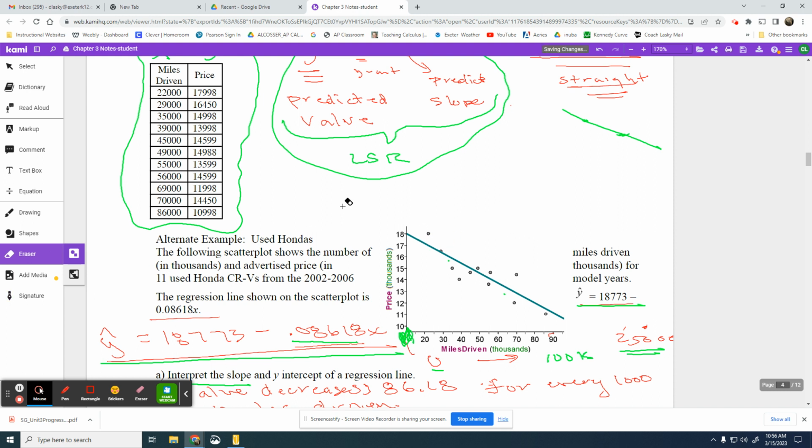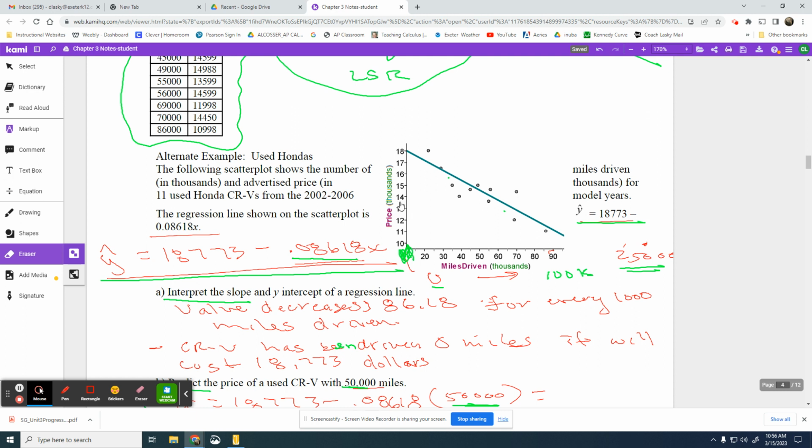So what we're ending up with here is a scatter plot with dots all over it, like you have here and here and here and here. And then we do the line of best fit in between. This is what's considered your LSR, your least squares regression line. I'll talk about that a little bit later. So let's first talk about how you use it.